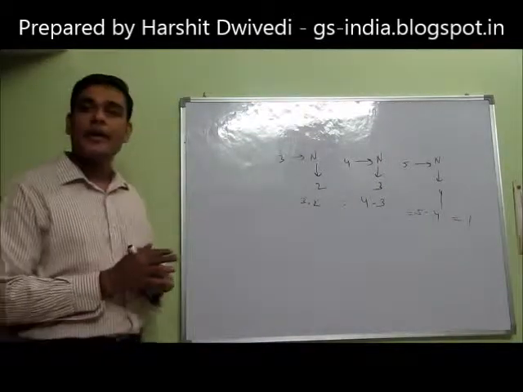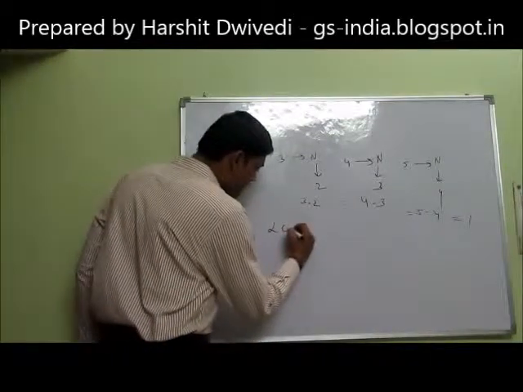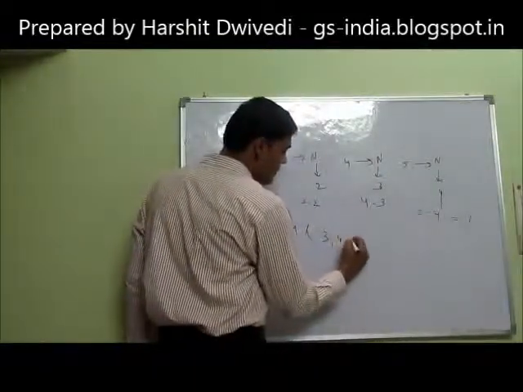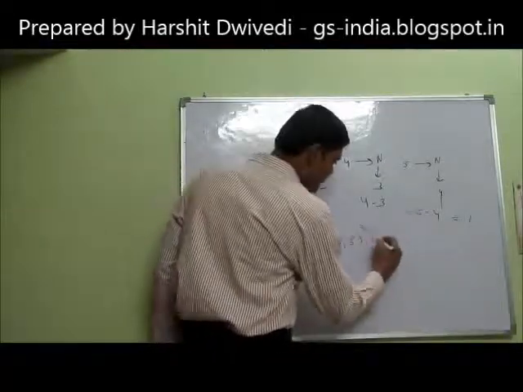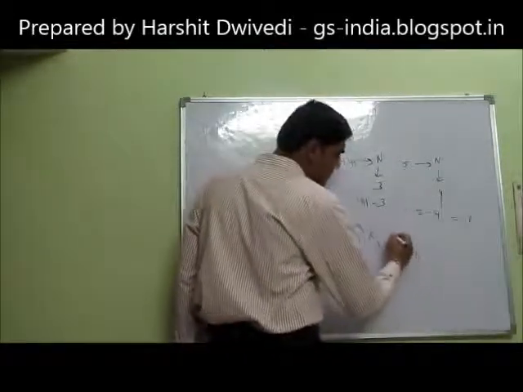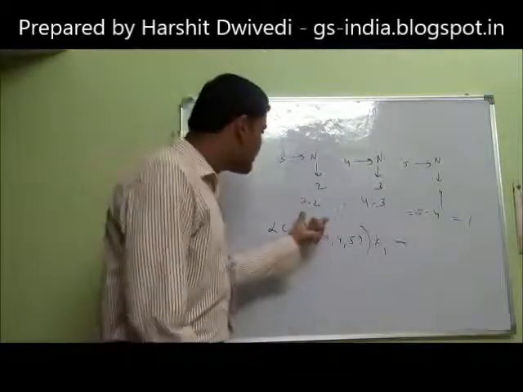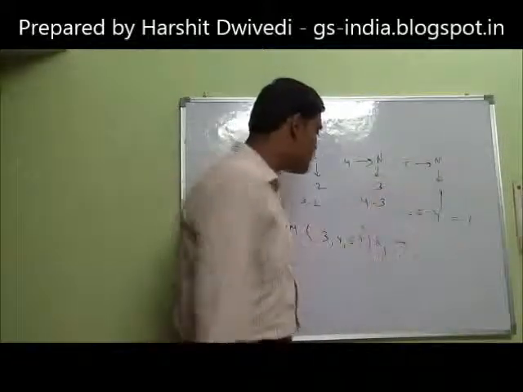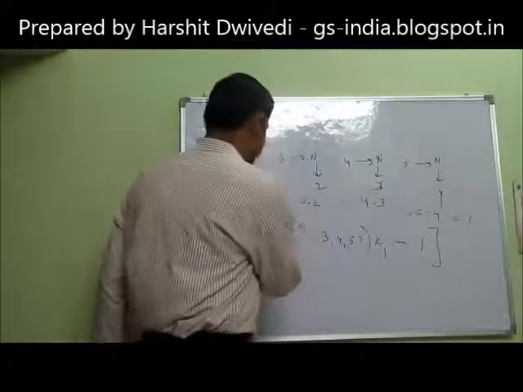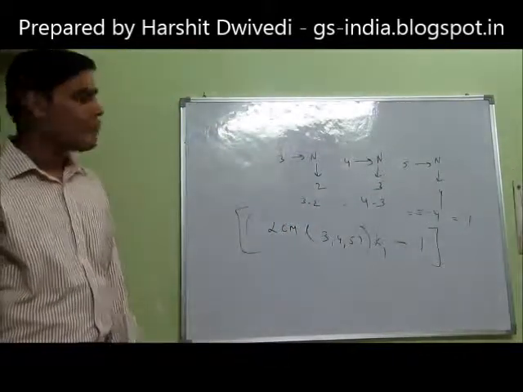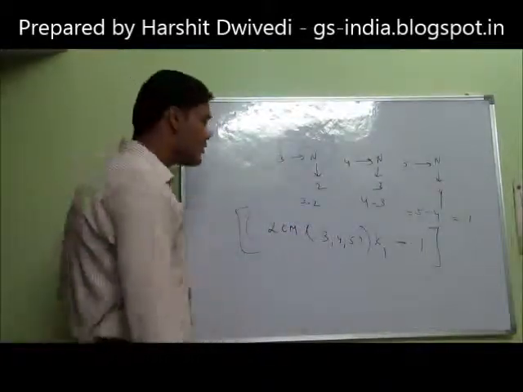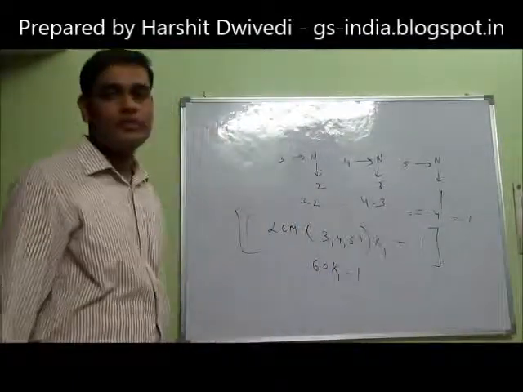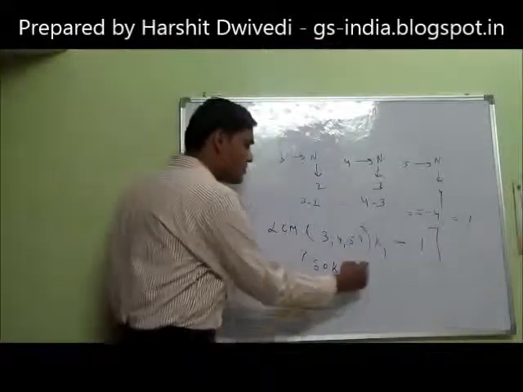So what will be the form here? The form here will be LCM of the divisors. What are the divisors? 3, 4 and 5. So LCM of 3, 4, 5. What is the constant that I can take here? K1 minus the difference. What is the difference here? The difference here is 1. 3 minus 2, 1. 4 minus 3, 1. 5 minus 4, 1. So what will I write here? 1. So this is the form. What will be the LCM of 3, 4 and 5? The LCM of 3, 4, 5 will be 60. It will become 60 K1 minus 1. So this is the general form of this equation.